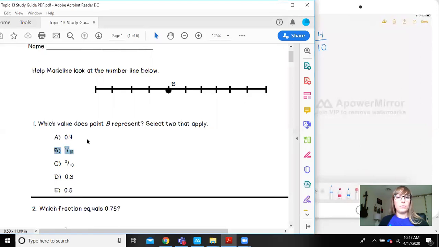Then we also need to pick another answer because it says select two answers that apply. What you've been learning this week is that fractions are equivalent to some decimals, right? We say 4/10, so let's write that. 4/10. We have to say it with a th at the end, right?